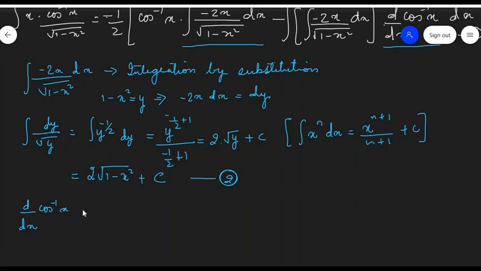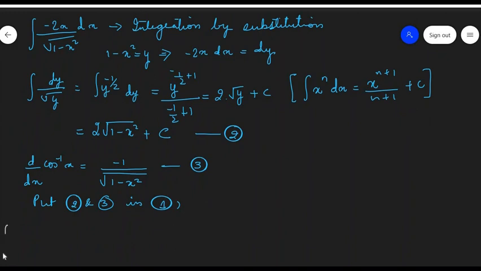So d by dx of cos inverse of x can be calculated very easily using the identity. Differentiation of cos inverse of x is minus 1 upon square root of 1 minus x square. Let's call this equation 3. Next, I want to put 2 and 3 in 1, and let's see what we get.